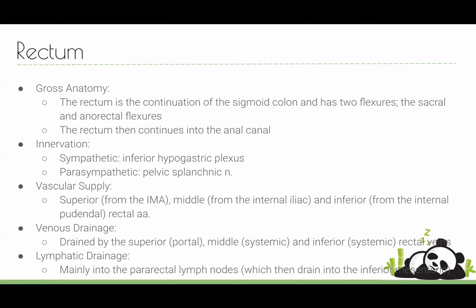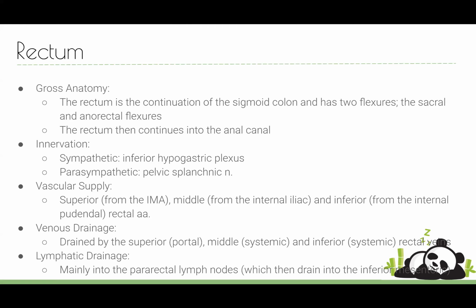Okay, the rectum. So this I will actually talk about a little bit more. The rectum is a continuation of the sigmoid colon, as we talked about in a sec, and the rectum is continuous into the anal canal. Its innervation is what it is: the inferior hypogastric plexus and the pelvic splanchnic nerves, above the pectinate line.